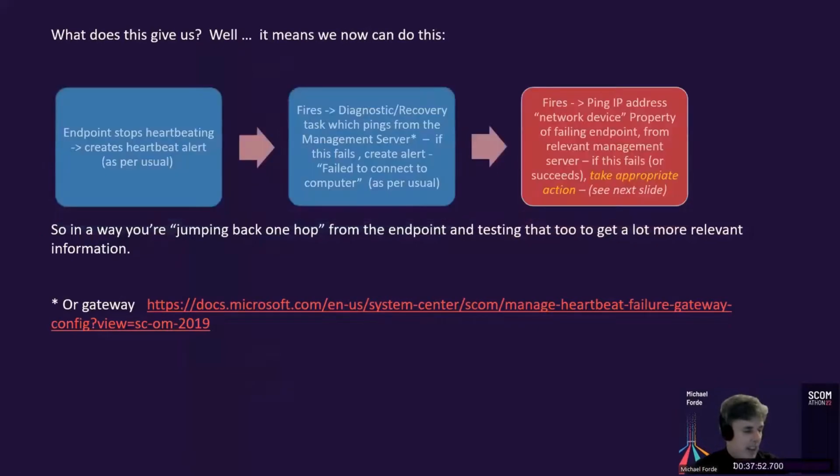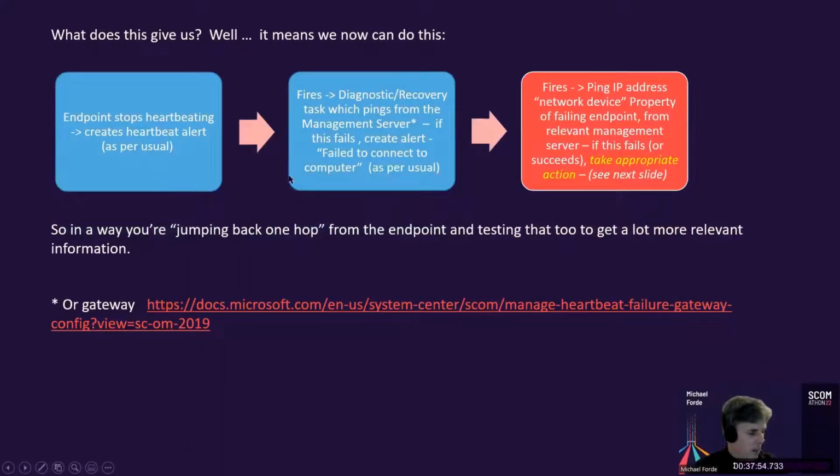So what does this give us? Okay, first two blue is Microsoft out of the box, and red's my sort of extension here where endpoint stops heartbeating, we get the diagnostic recovery, ping, fail to connect, and then we can fire up pinging a network device from a relevant management server. And if this fails, take appropriate action.